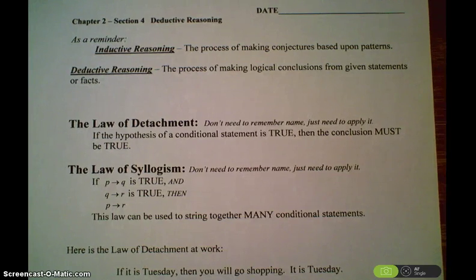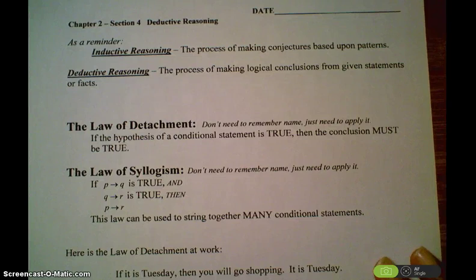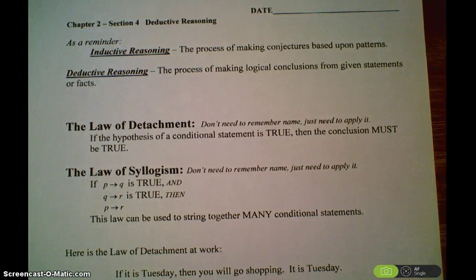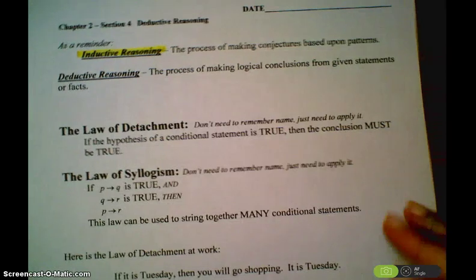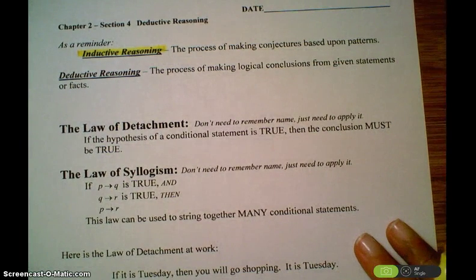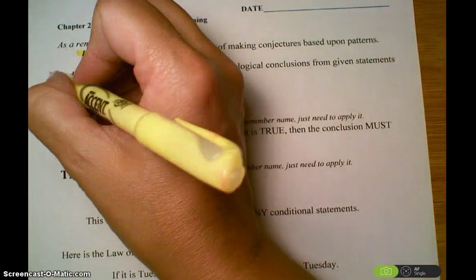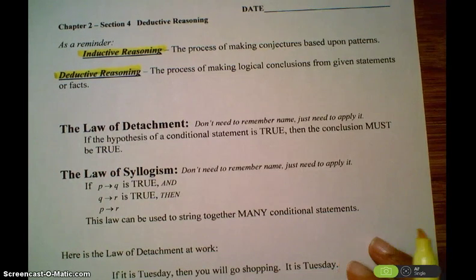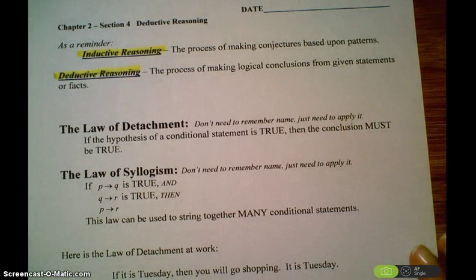Hi, we are looking at Chapter 2, Section 4, Deductive Reasoning. And you should have your highlighter in your hand. As a reminder, inductive reasoning is the process of making conjectures based upon patterns. What we're learning about now, what we're going to be using quite often, is deductive reasoning, which is the process of making logical conclusions from given statements or facts.